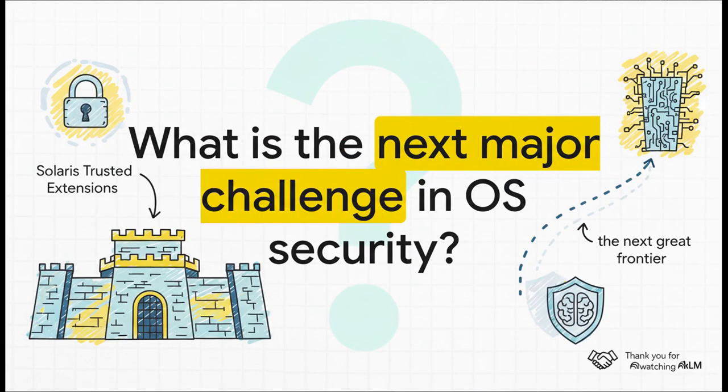And that's our deep dive on Solaris Trusted Extensions. It's an incredibly powerful and elegant solution to the problem of multi-level security. But it does leave us with a pretty big question to chew on. If we can achieve this level of near-perfect isolation for secrecy, what's the next great frontier that operating system security needs to conquer?